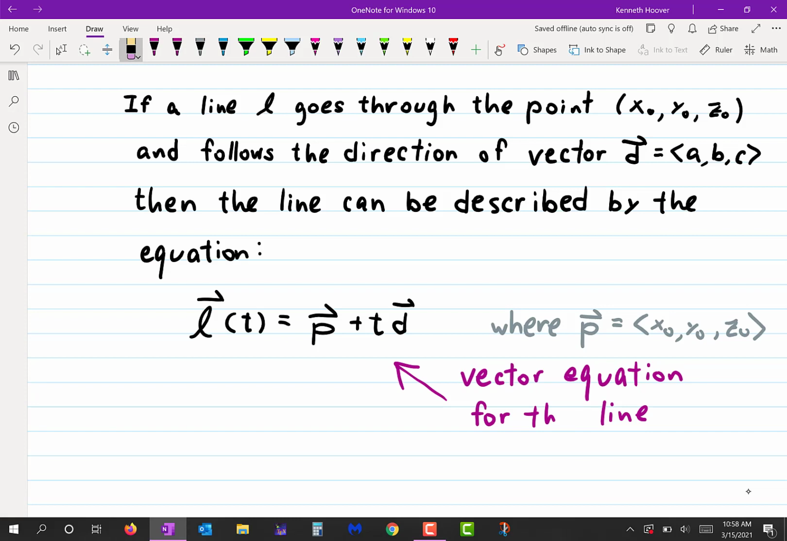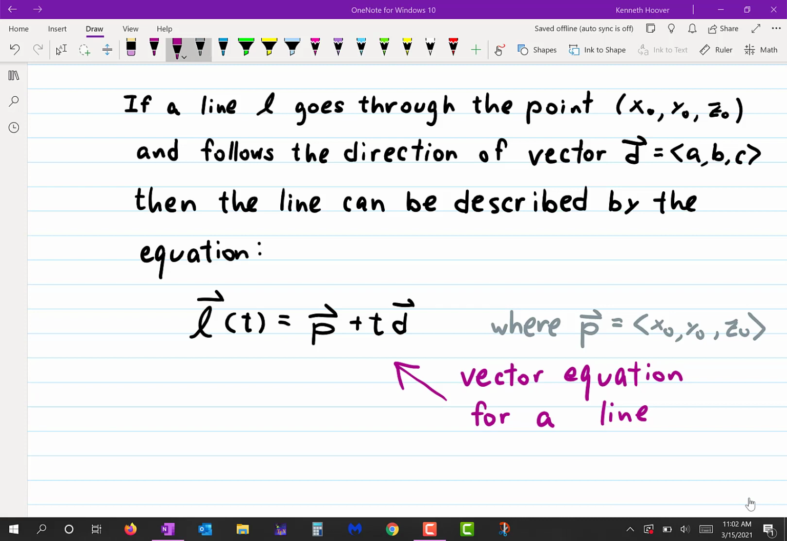Okay, well, actually I'll change that. All right, vector equation for a line. Okay, now let's take this a little further because there's other ways to write the equation as well.